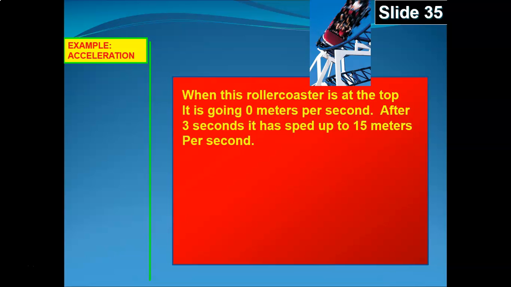Okay, so here's an example problem. When this roller coaster is at the top, it is going 0 meters per second. It comes to a stop. After 3 seconds, it has sped up, or speeded up, you can use either word, to 15 meters per second. So it's gone from 0 meters per second to 15 meters per second in 3 seconds. So what is its acceleration? What is the average acceleration? So a equals question mark, that's what we're looking for.